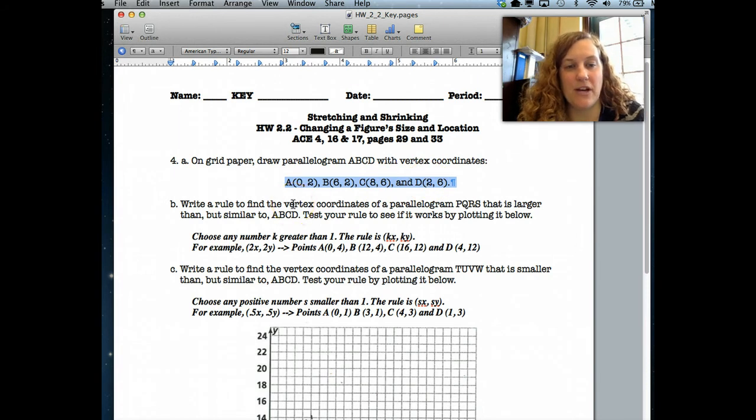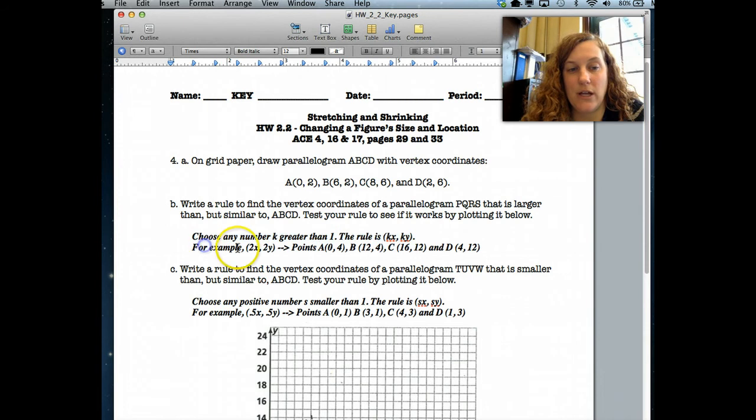The second was, write a rule to find the coordinates of a parallelogram that is larger than, but similar to, ABCD. Test your rule to see if it works by plotting below. So if you want to make a parallelogram that's larger, but still similar, then you just need to multiply your x and your y value by the same value, and it has to be greater than 1. So you could choose any number greater than 1. The rule would be then kx, ky. For my example, I just chose 2.